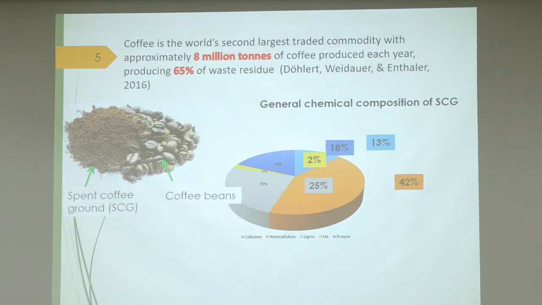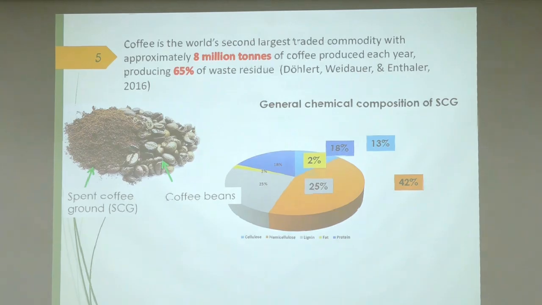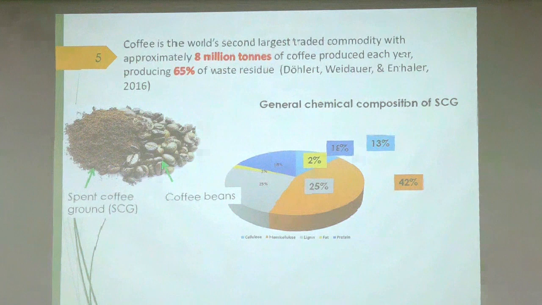These are the general compositions: cellulose, hemicellulose and lignin. They are available in most organic biomass waste. It just depends on the composition, which one is higher and which one is lower. I don't know what their lignin percentage is, but those are the three main components.